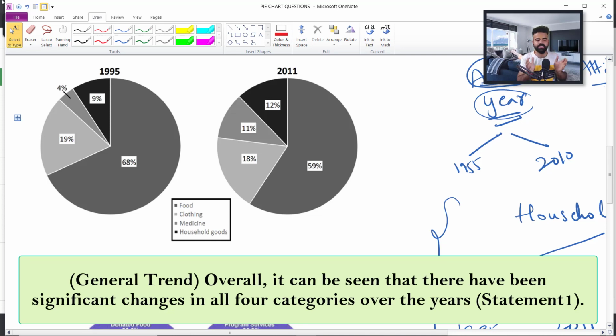You see, you're considering all these elements, and then you can see there have been significant changes in the pie chart, right? So there are significant changes in all 4 elements over the years 1995 and 2011. So for example, food at 68% decreased to 59%, and then household goods increased from 9% to 12%. So overall there are some changes, right? That's what you need to write in your statement number 1.